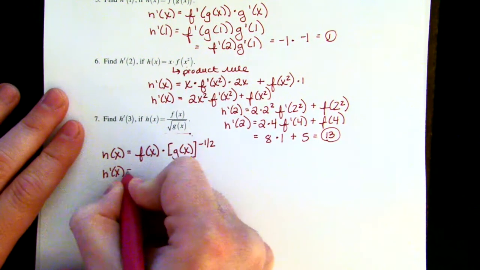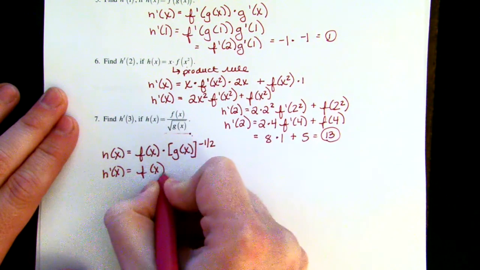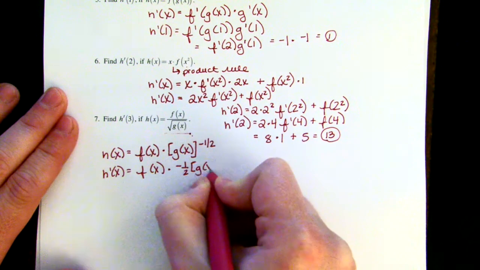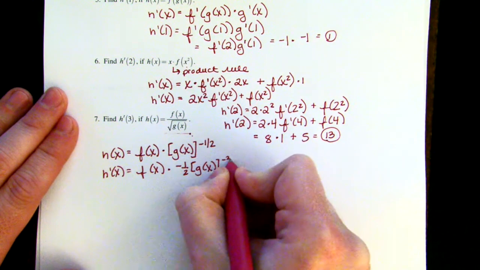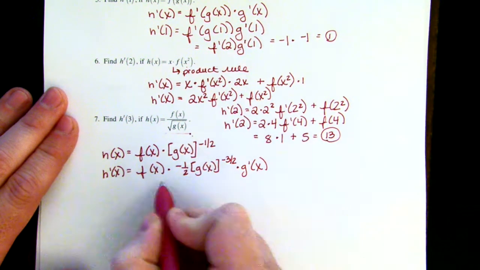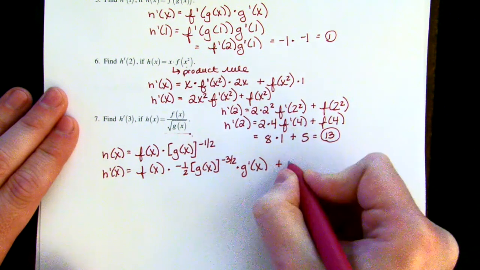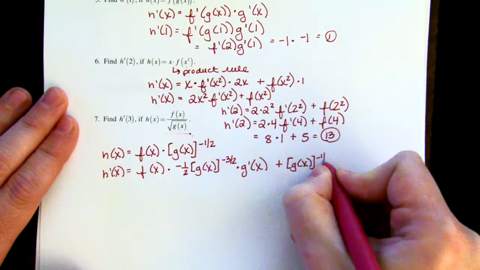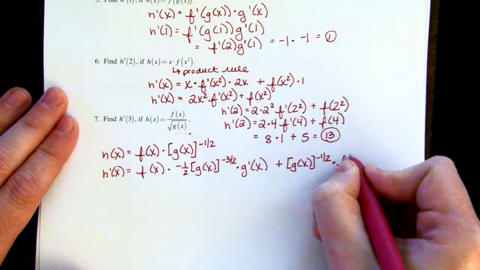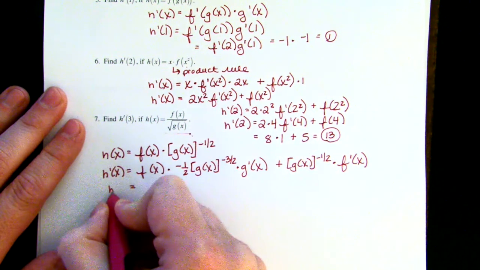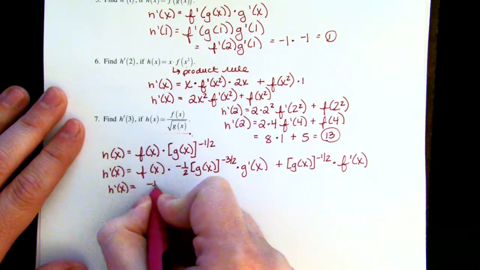H prime of x equals first f of x times derivative of the second, negative 1/2 g of x to the negative 3/2 times g prime of x, first times derivative of the second, plus second times derivative of the first, should look like that. I guess there's a little bit of cleaning up I could do. Maybe it doesn't matter.